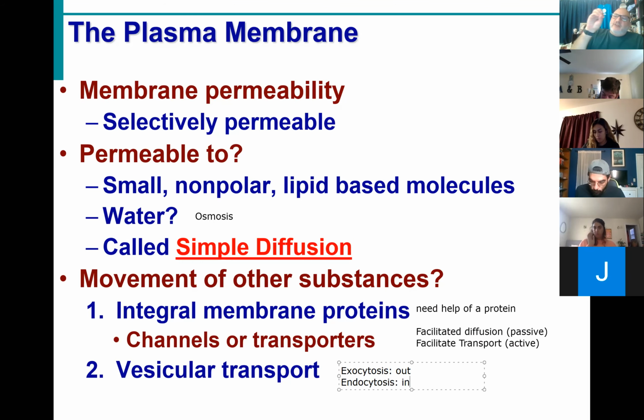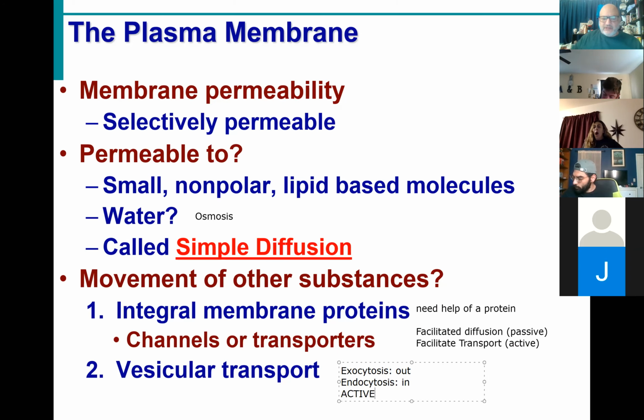So we can use those vesicles to bind and release or to bind and bring in. And for the record, those are active. They do require ATP. But they allow us to get a lot of stuff or really big things into or out of the cell. All right. Questions on that? All righty, excellent.